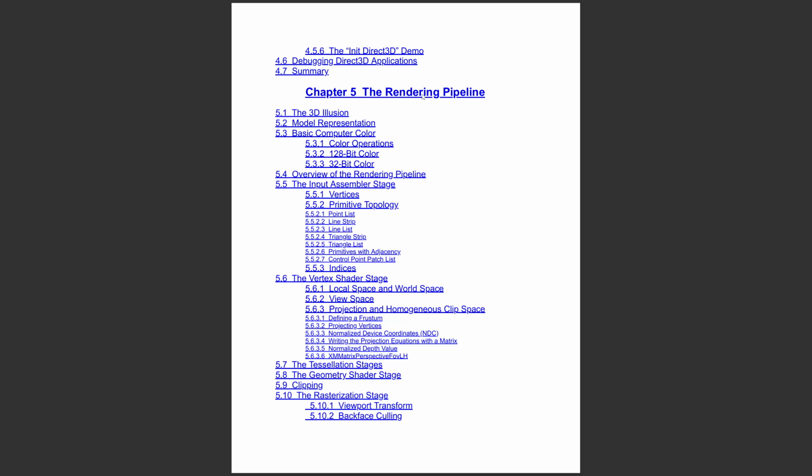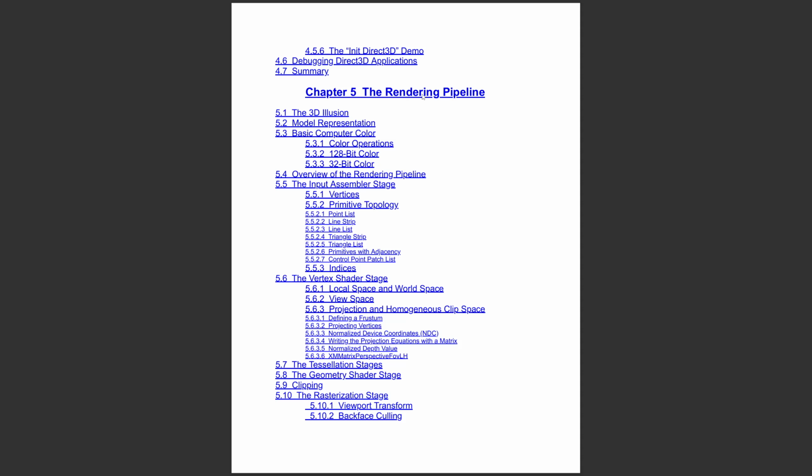So we talk about the 3D illusion, which is that all 3D graphics end up being a 2D texture in the end. So it's all sort of faked. We have the model representation, and we're going to be talking about basic computer color. So we have color operations, 128-bit color, 32-bit colors. Computers of the past didn't have a lot of memory space, and I think the monitors themselves probably couldn't present colors as deeply as we want them to. But we'll be working with those color systems.